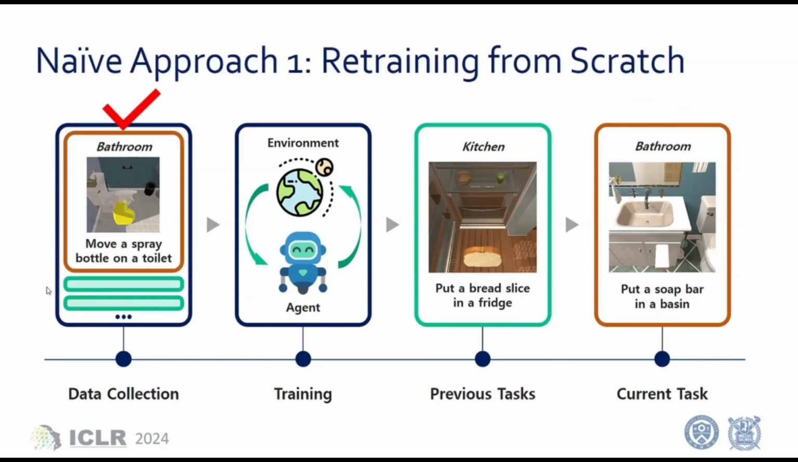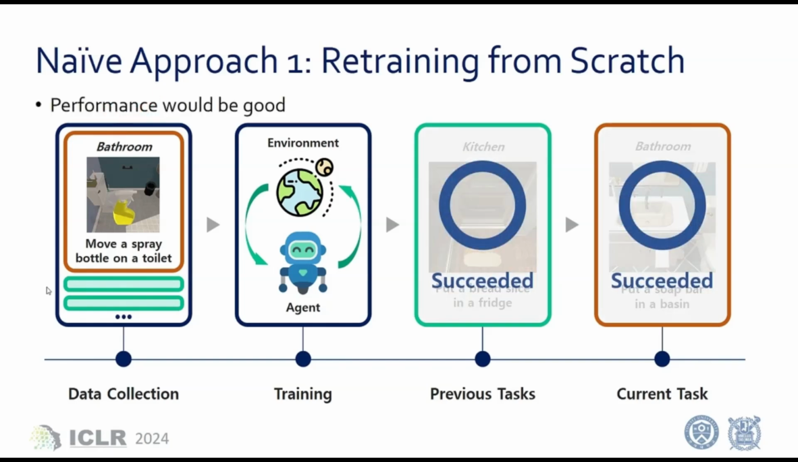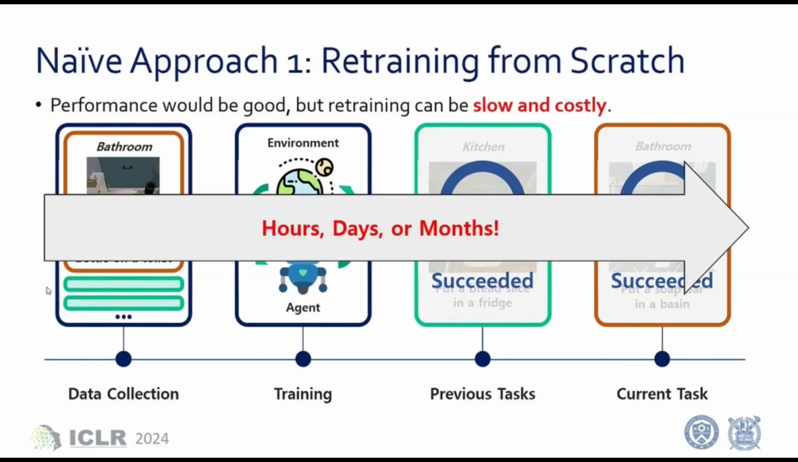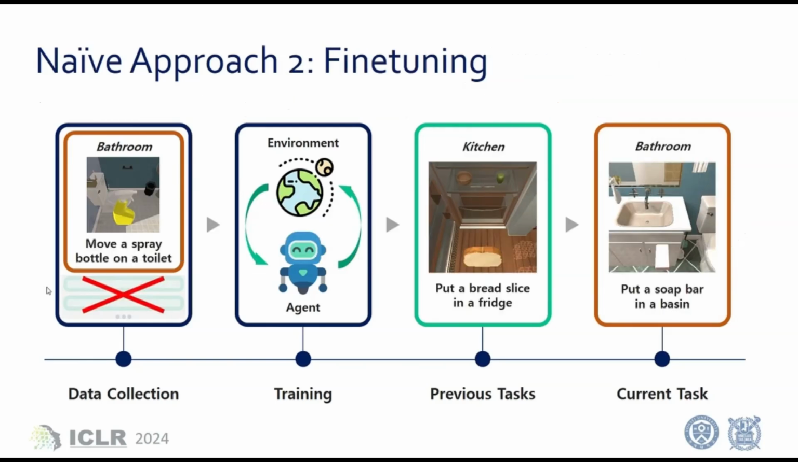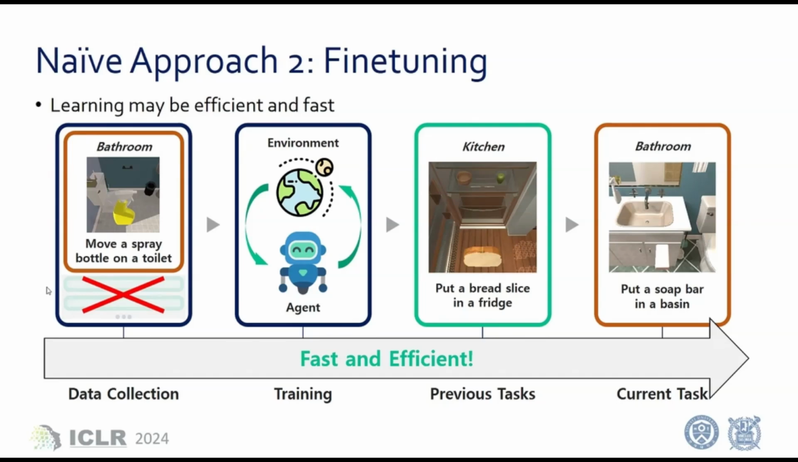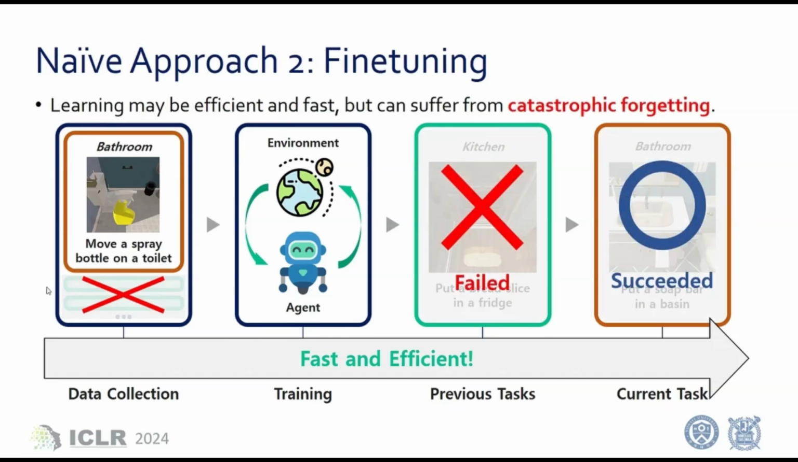A straightforward approach is to include the training samples of the new task in the training set and train the agent again. In this case, the agent may perform both previous and current tasks well, but retraining from scratch can be slow and costly. To avoid this heavy computational cost, we can just fine-tune the agent only to the new task. Here, we learn only the current task, not the previous ones. In this case, the training process might be efficient and fast, but the fine-tuned agent can lose its knowledge of previous tasks, called catastrophic forgetting.